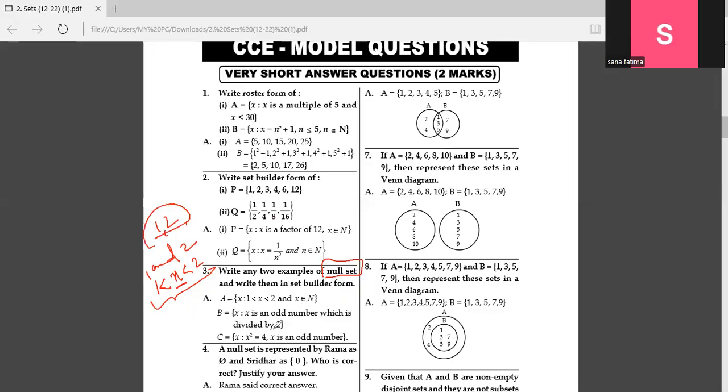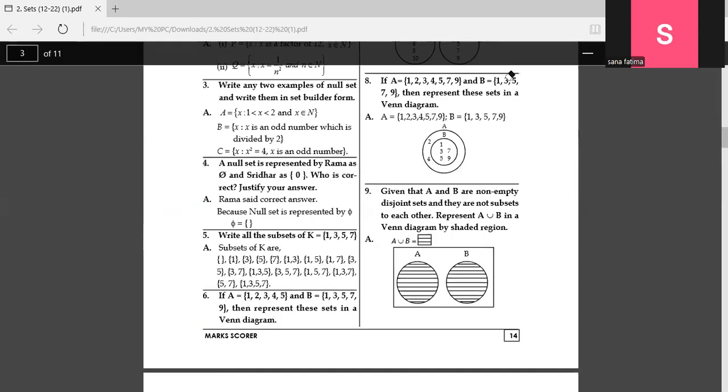X is an odd number which is divisible by 2. You can write anything. You can write 3 less than x less than 4. Any possible example you can write. And apart from that, you can write n number of examples. Here it is given odd numbers multiple of 2. You can write even numbers multiple of 3. Anything you can write. X square is 4 and x is odd. You can write x square is 9 and x is even. You can write any number of examples. Just small examples are given here, just to explain what sets are.